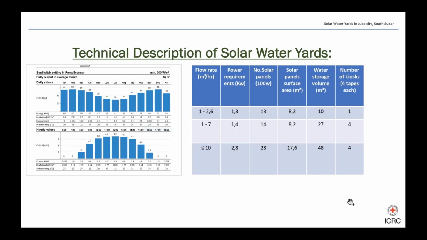For a borehole with a yield between 5 and 10 cubic meters per hour, you will have a 27 cubic meter tank at a height of 6 meters with a maximum of 4 kiosks. For a borehole with a yield greater than 10 cubic meters per hour, you will have a 48 cubic meter tank at a height of 6 meters with a maximum of 4 kiosks.